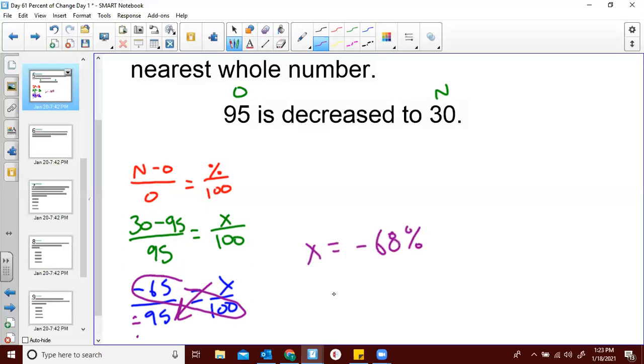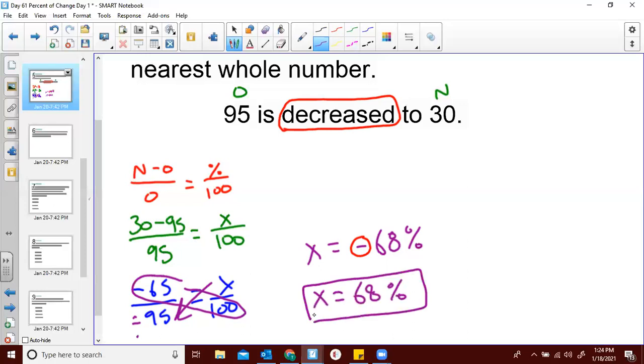What I do want to point out is that what this negative sign means is that we are in fact decreasing. But when we write out our answer, we will never, ever, ever have a negative percent. So our answer would just be a positive 68%. That negative sign is to let us know that we're decreasing.